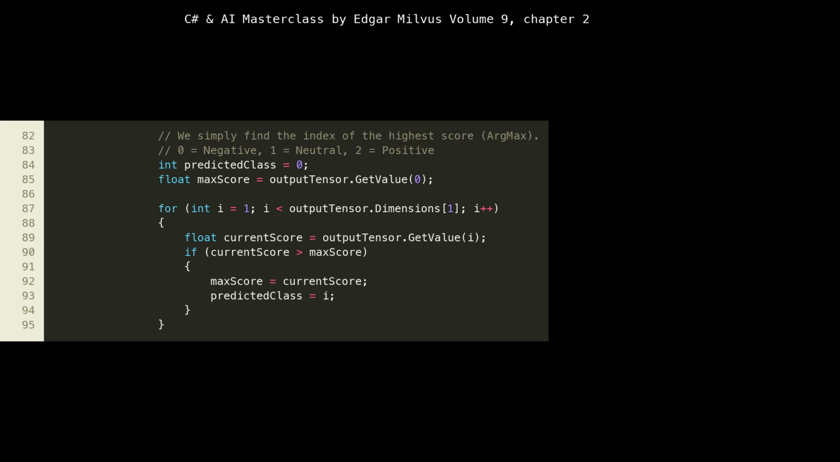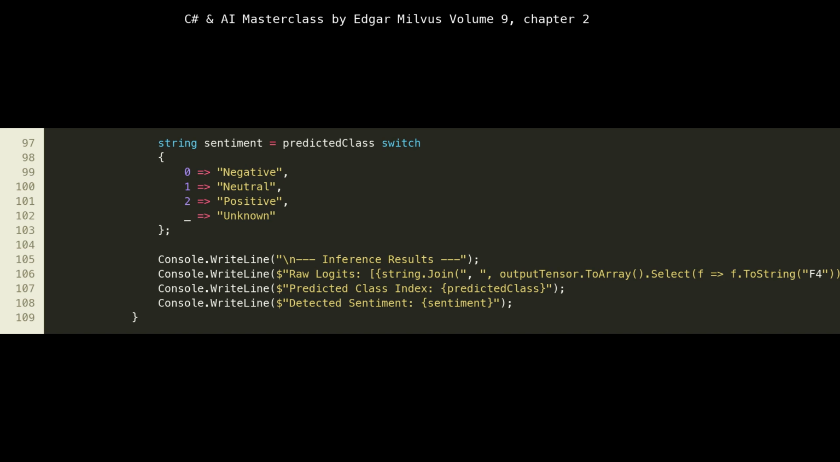We initialize predictedClass to 0 and maxScore with the first element's value, then iterate to find the actual maximum. Finally, we map the predicted class index to a human-readable sentiment label using a C# switch expression. This makes the model's output understandable to the user. The _ => "unknown" case is a good defensive programming practice, handling any unexpected predicted class values, although in a well-defined 3-class model, it should ideally not be hit. We then print a summary of the inference results: the raw logits, useful for debugging and understanding the model's confidence, the predicted class index, and the detected sentiment. This provides a clear and concise output for the user, demonstrating the end-to-end functionality of our sentiment analysis feature.